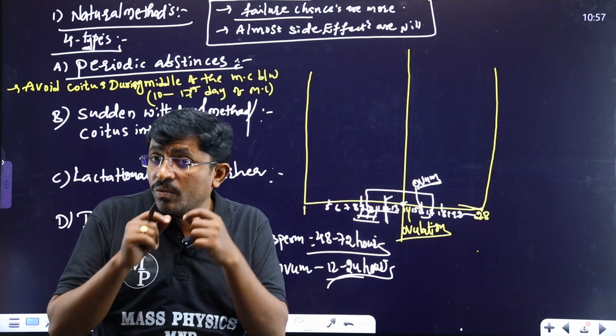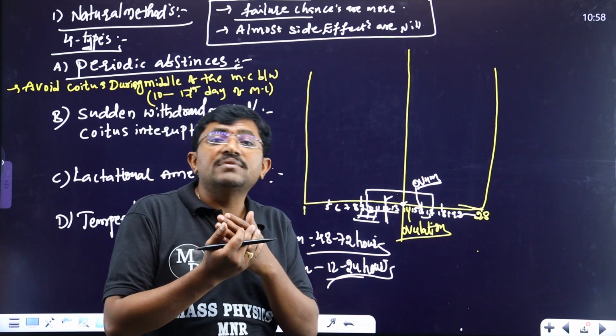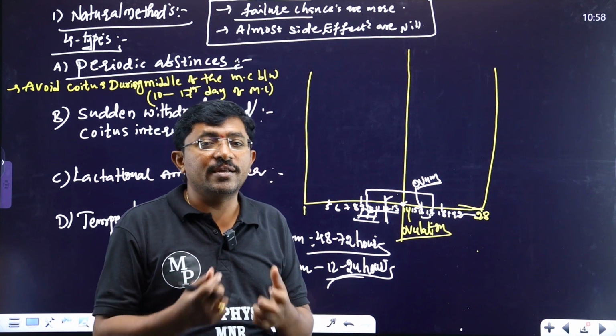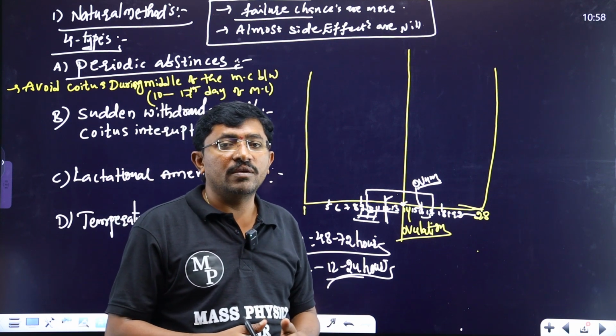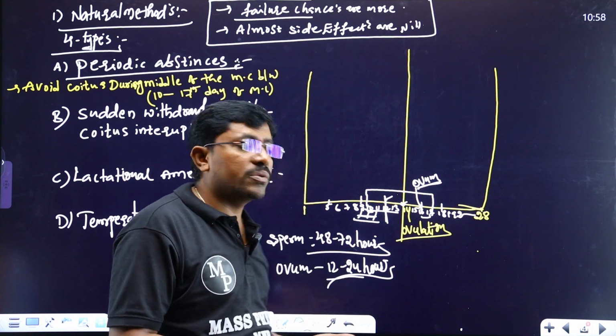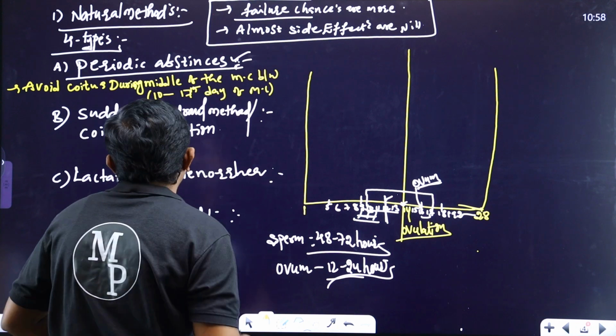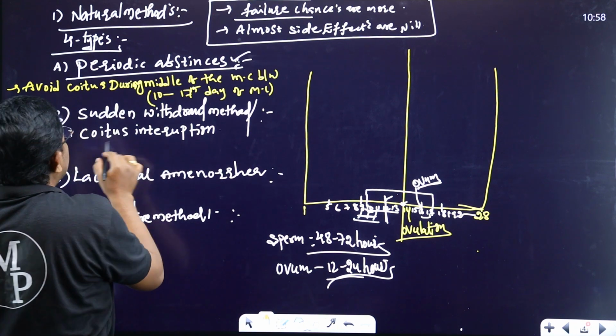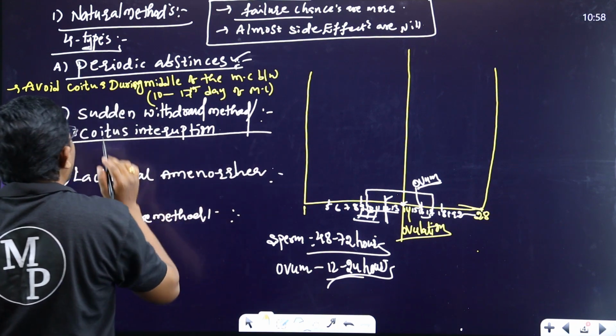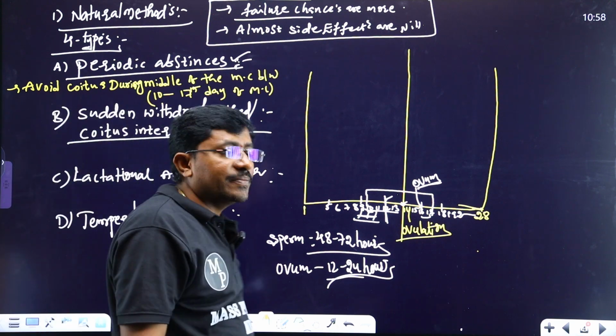స్పెర్మ్‌కు ఓవం అవైలబుల్‌గా ఉండట్లేదు అంటే అర్థం ఏంటి? దేర్ ఈస్ నో ఫెర్టిలైజేషన్, దేర్ ఈస్ నో ప్రెగ్నెన్సీ. ఫెర్టిలైజేషన్ జరగనప్పుడు ప్రెగ్నెన్సీ కూడా ఉండదు కదా! సో, రైట్. దిస్ ఈస్ ద పీరియాడిక్ అబ్స్టెన్సెస్. నెక్స్ట్ sudden withdrawal method or coitus interruption.